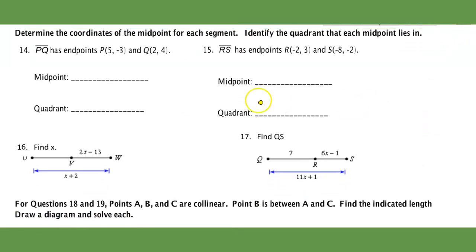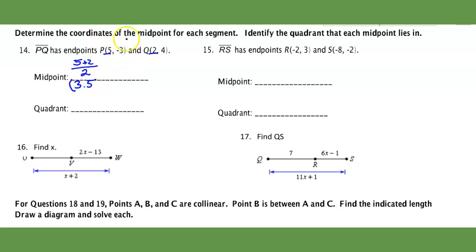All right, let's look at 14. So we have to determine the coordinates of the midpoint for each segment and then identify the quadrant. So 2 parts. Let's find the midpoint first. We're going to simply take the average or the middle of each of the x values and then the same thing for the y. So we're going to find the middle of each x value by adding them and then taking half of them. All right, so 7 plus 2 over 2, 5 plus 2 over 2 is going to be 7 over 2, which is about 3.5.